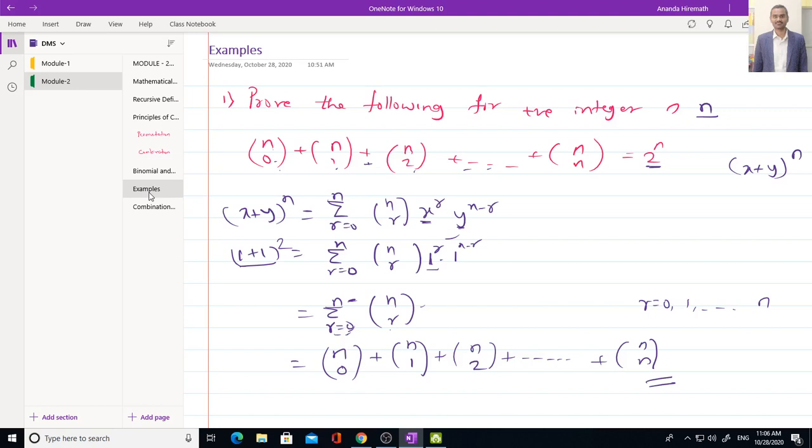This is the LHS. I have considered 1 plus 1, and it will be 2 raised to n, and hence proved. So in this way you can solve many problems, or you can prove such proofs. Okay, thank you.